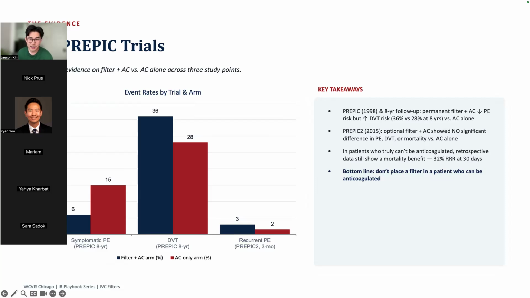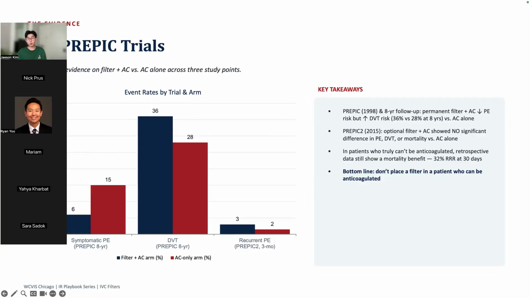Okay. Now let's take a look at the actual evidence, because there is a nice set of studies called the PREPIC trials, and together they tell a pretty clear story. The first one was in 1998, and they took 400 patients with DVTs and split them into two groups. One group got blood thinners plus a permanent filter, and the other group got blood thinners alone. The filter group had fewer PEs early on, which makes sense. But the interesting thing is that over time, they actually had more leg clots, roughly double. So the filter helped with one problem, but it caused another.